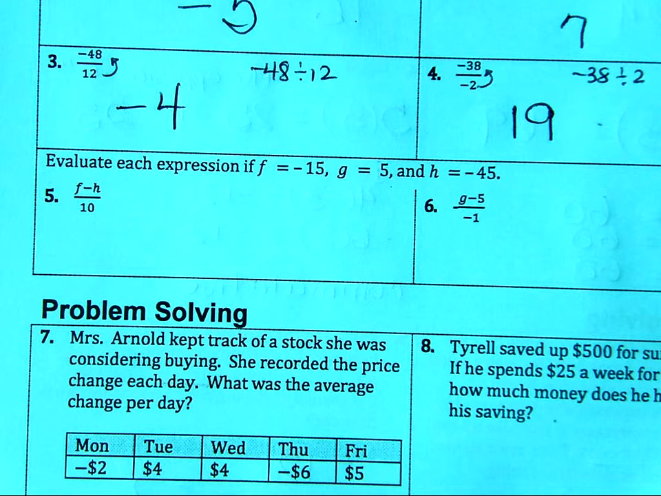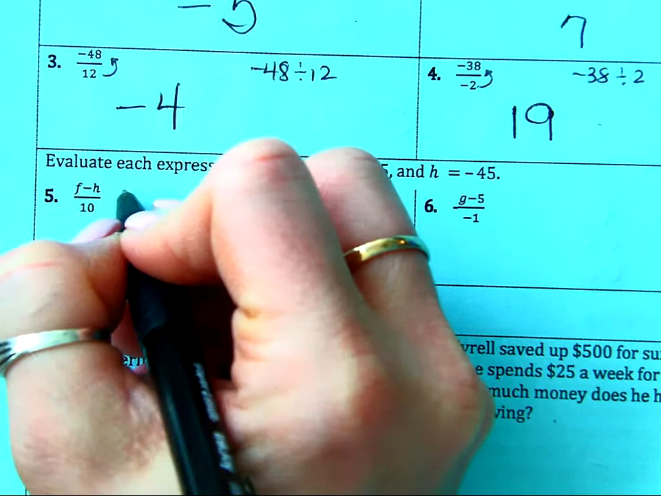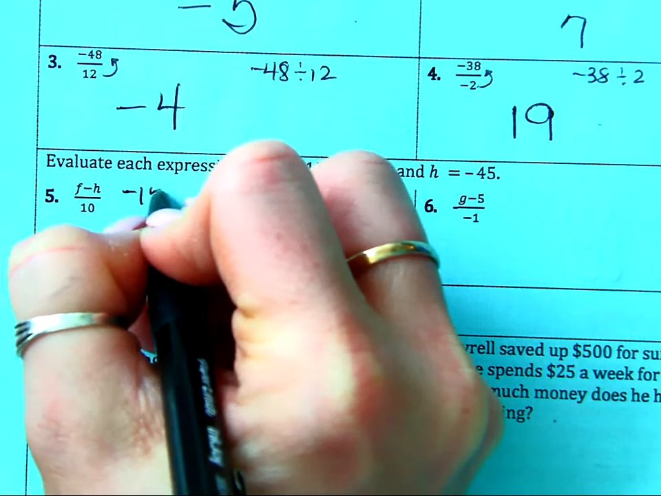It says f minus h divided by 10. So then it tells you, oh, by the way, f is negative 15 and h is negative 45. Okay, try to follow me on this. If you do, that would be awesome. Are you ready? F means wherever you see f, don't put f, put what f is.